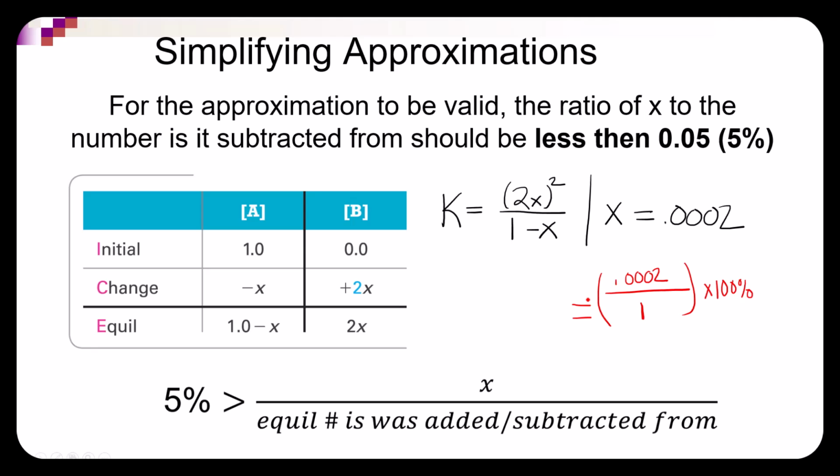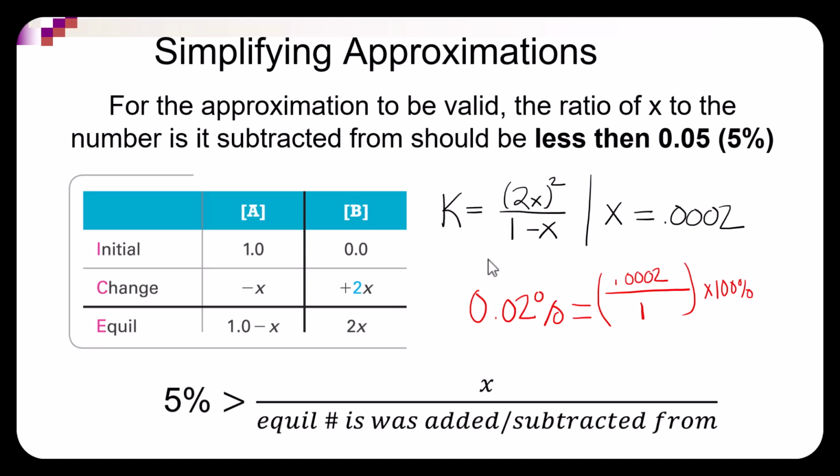When I plug this into my calculator, I got 0.0002 divided by 1, and then I multiply that by 100 to make it a percentage. And we see that this is 0.02%. What that tells me is that as long as this validation is less than 5%, and it's significantly less, this x is small approximation is valid. It's an okay approximation to make. And it was a good way to solve this problem. It was a good shortcut to take.